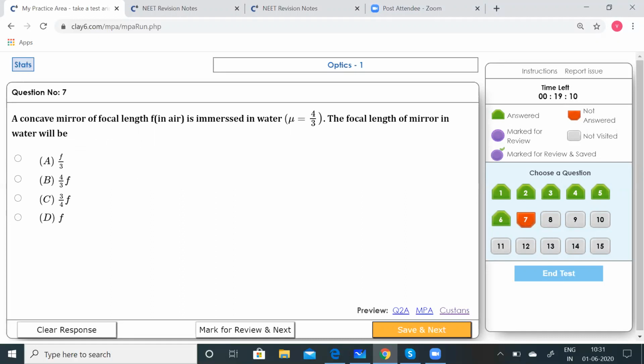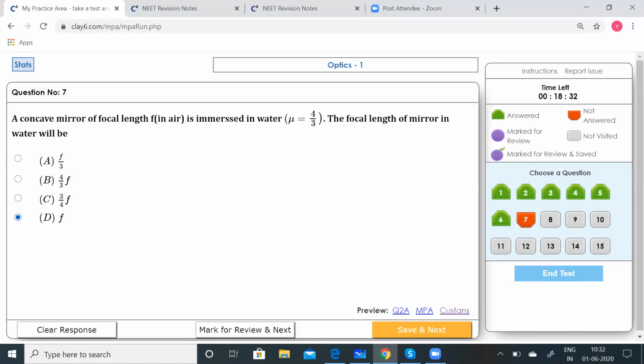Okay. Coming to the 7th one. A concave mirror of focal length f in air is immersed in water, whose refractive index is given by mu is equal to 4 by 3. The focal length of the mirror in the water will be what? Irrespective of whether it's concave or convex, the focal length will not depend upon the refractive index of the surrounding medium. So, therefore, the focal length will be the same as that of the concave mirror. So, option B should be correct.